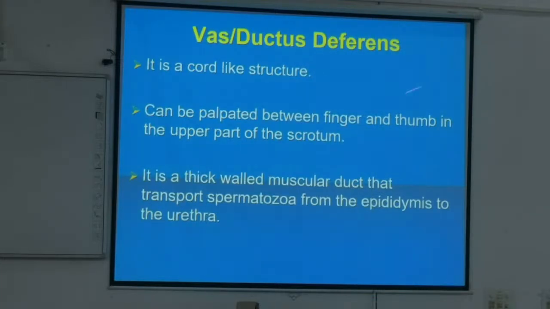Okay, next we go to the vas deferens. It is a cord-like structure, can be palpated between the fingers and thumb in the upper part of the scrotum. It is a thick-walled muscular duct that transports the spermatozoa from the epididymis to the urethra. That is the function of vas deferens.